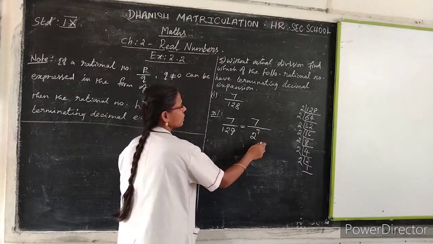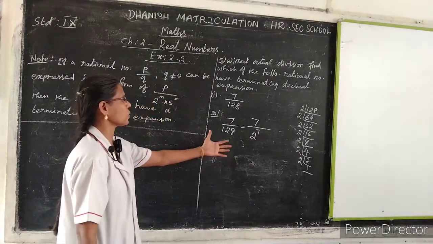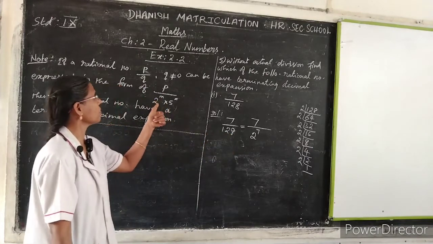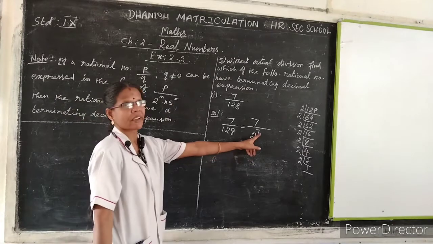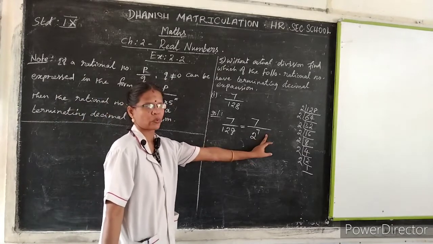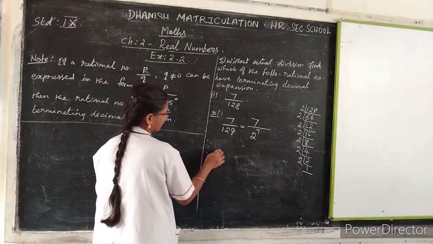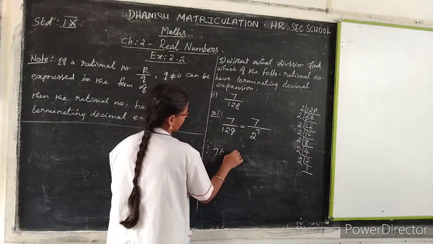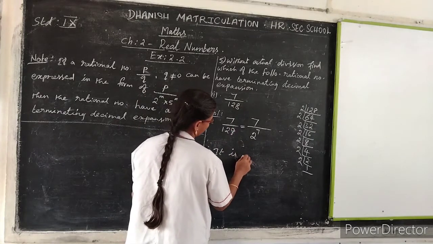Into 5 to the power 0. So this number can be written in the form of 2 power m into 5 power n. That means 2 power 7 into 5 power 0. 5 power 0 is nothing but 1. Therefore, it is terminating decimal.